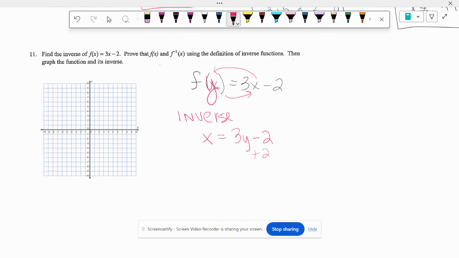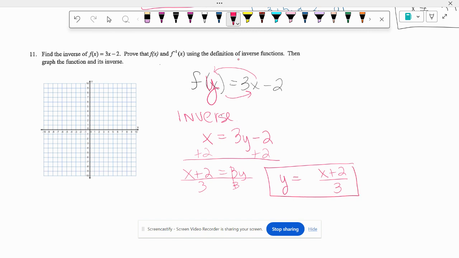So the first thing I'm going to do is add 2 to both sides. So x plus 2 equals 3y. And then I'm going to divide both sides by 3 to get y all by itself. So y equals x plus 2 all over 3. That is the inverse. So the inverse of f of x is x plus 2 over 3. And then it asks us to graph them both.